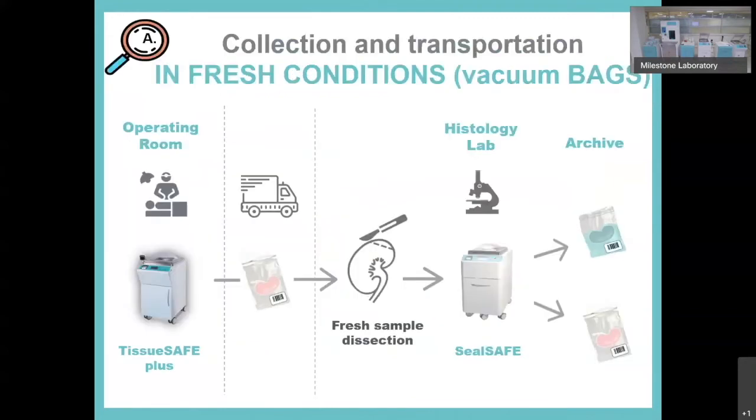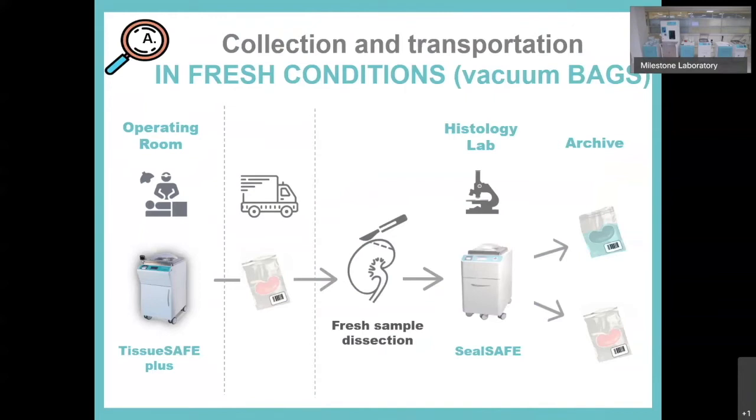So, the scenario now. Let's see when we have a fresh condition transportation, in this case, the utilization of vacuum bags. The Tissue Safe can be placed in the operating room, or nearby the operating rooms in the so-called dirty room, and it can serve several operating rooms. In this case, the tissue gets placed in the bag, transported at a controlled temperature of 4 degrees Celsius, and received by the pathology department in fresh condition.